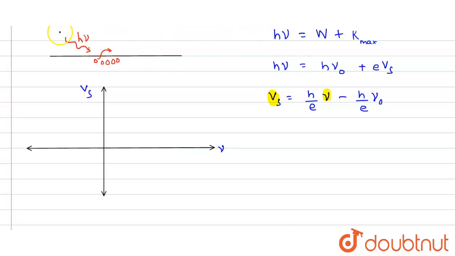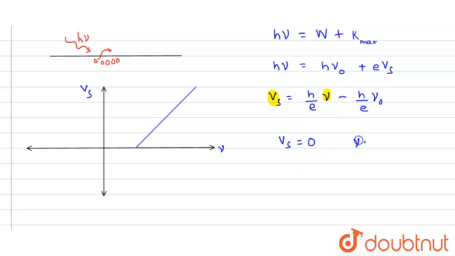Now if we plot our straight line, it would be something like this. Now what is this value? At this value, we can see from the graph that Vs is equal to 0. So if we put the value of Vs equal to 0 into this expression, what will we get?